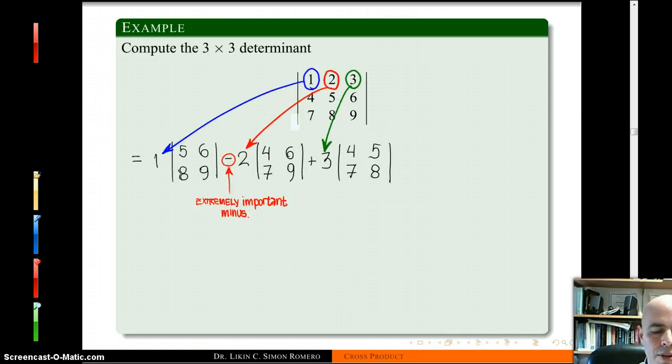So let me start. I'm going to put 1, and I'm going to erase the row and column where 1 is, and I'm going to take the determinant of the numbers that are left behind. Then I'm going to take 2 with a minus, extremely important minus, erase the row and column where 2 is, and then with the numbers that are left, I'm going to take a 2x2 determinant. Then I'm going to do the same with 3: I erase the row and column where 3 is, and the determinant of the numbers that are remaining is going to be multiplying 3.